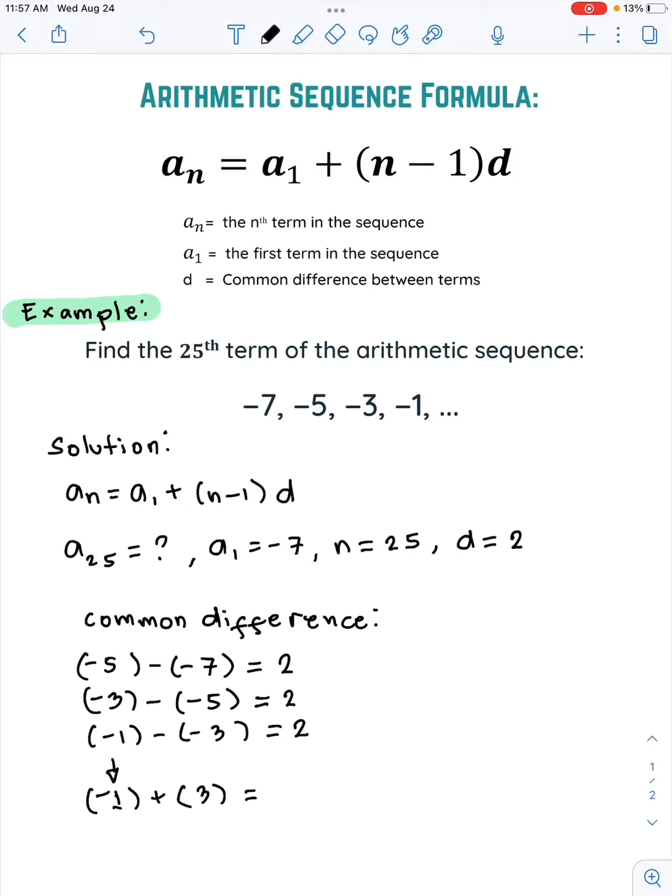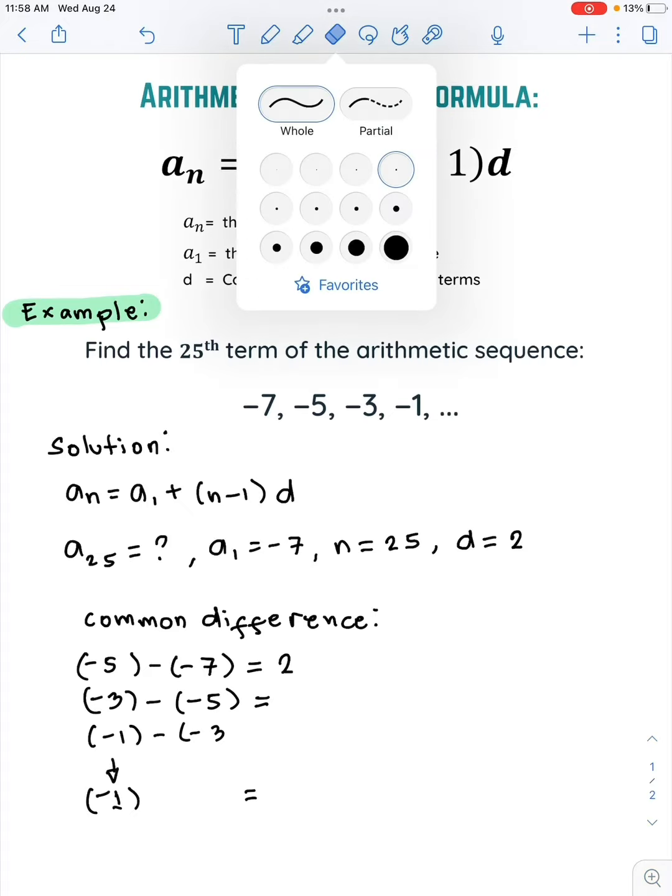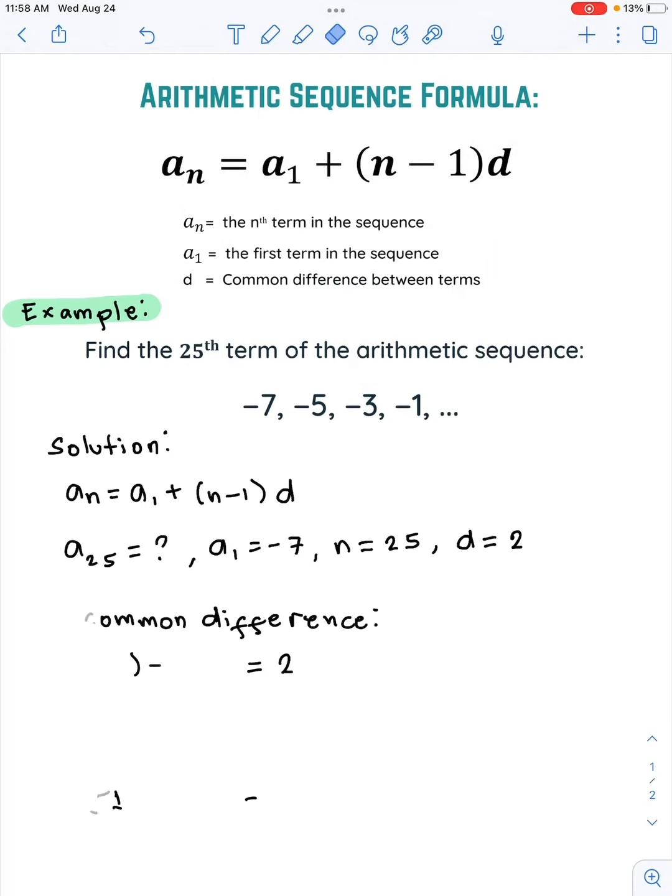Okay, students, that's how we find for the common difference. Isosubtract lang natin yung second term by the first term. Tapos yung third term, isosubtract lang natin by the second term. Okay, so kung pare-parehas yan ng common difference, ibig sabihin, that's an example of arithmetic sequence, or the sequence na given ay is an arithmetic sequence.